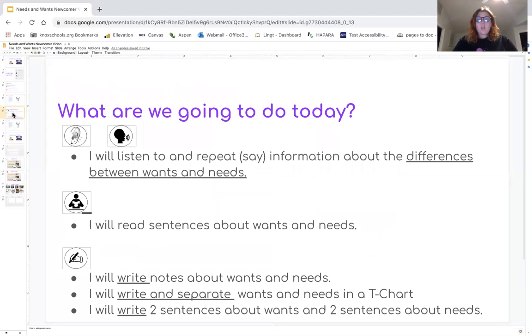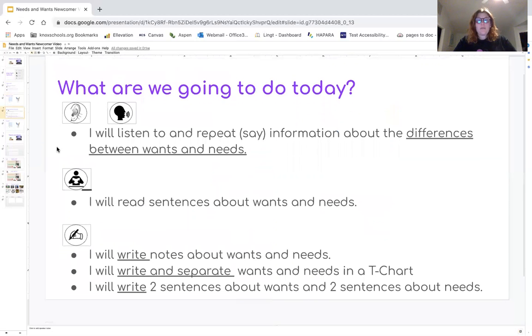Okay, so what are we going to do today? In the lesson today, we will be listening, speaking, reading, and writing. So we will listen to and repeat or say information about the differences between wants and needs. We will read sentences about wants and needs. Oh no, we have our reading symbol here. Last, we have our writing symbol, and we are going to do a lot of writing.